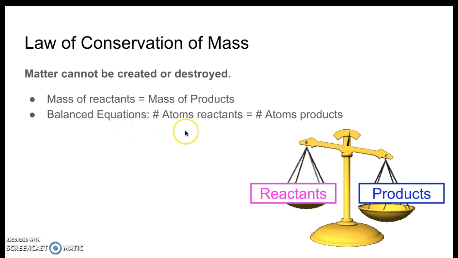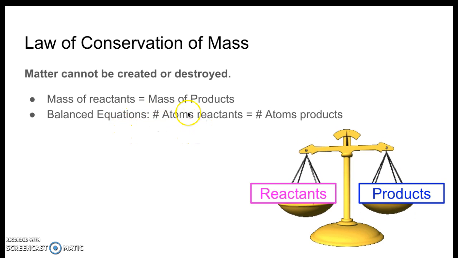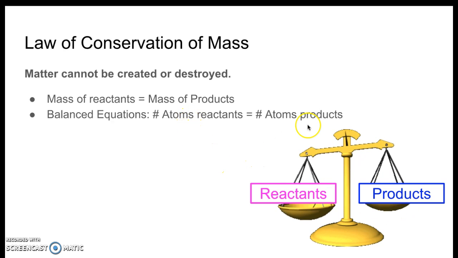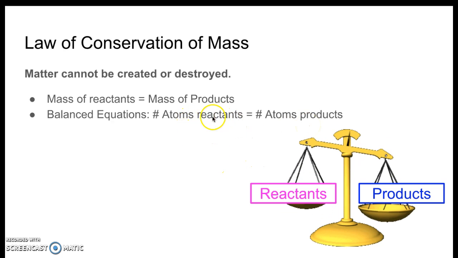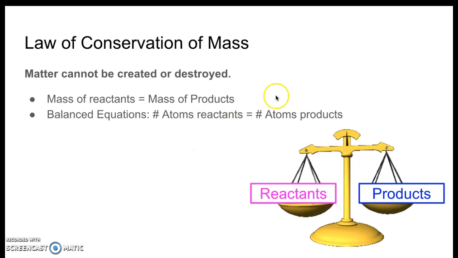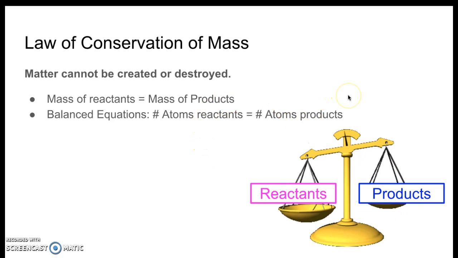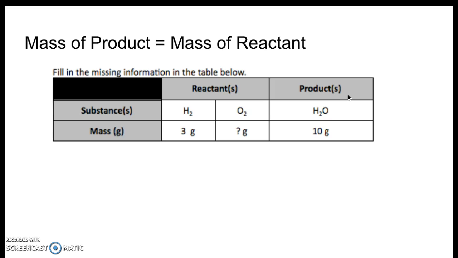Secondly, in the same token, the number of atoms that you start off with must be the same number of atoms that you end up with. So if on the reactant side you had 12 carbon atoms, on the product side you should also have 12. So let's look at some types of questions that test your understanding of that.